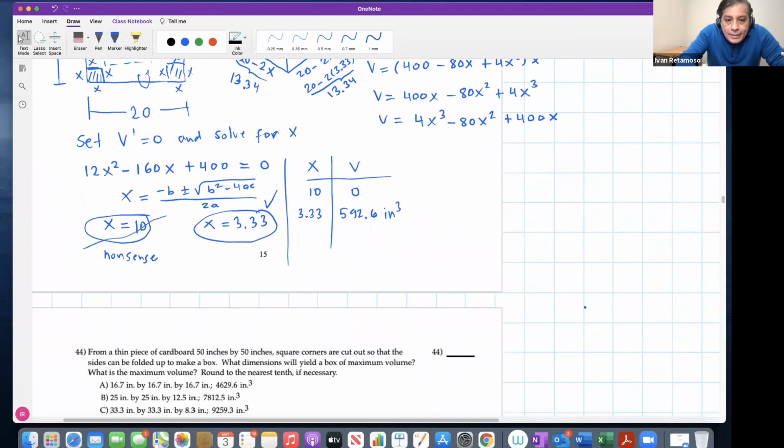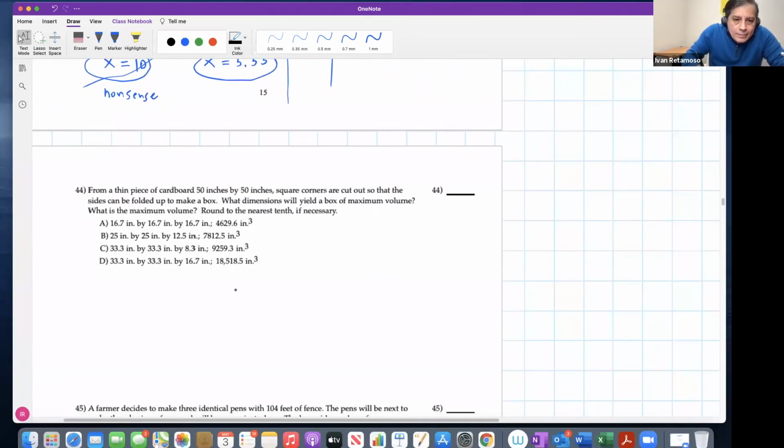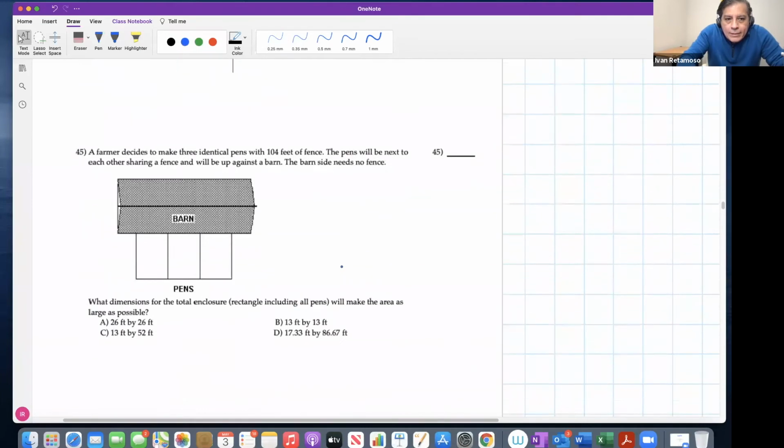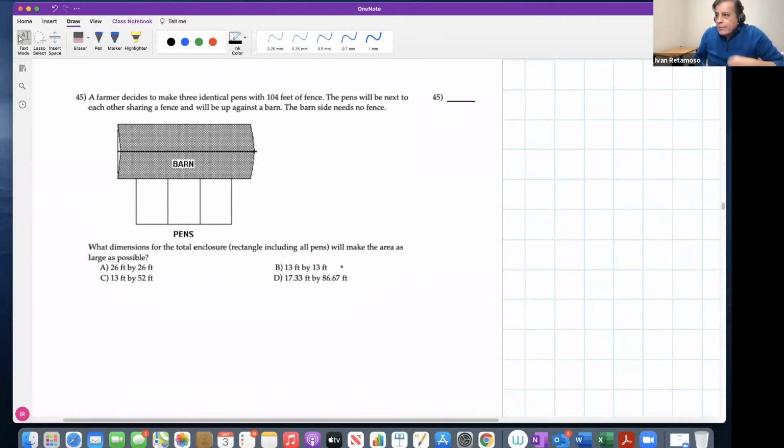Then the next problem is similar. So I want you to try this at home. It's similar, another construction of a box. Then we reach 45, which is this problem with the barn. Yeah, let's go over this together.